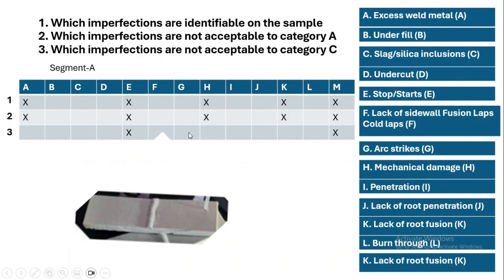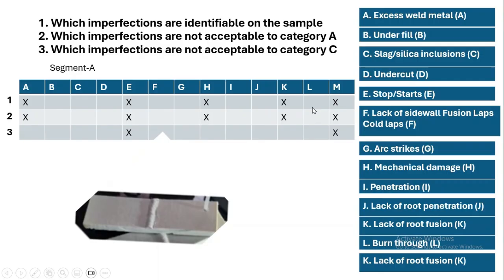How we are going to mark in the defect marking rough sheet. First we have to take segment A in the welding specimen, and you have to identify the defects. How many defects are in the face? How many defects are in the root? If you noticed excess weld metal, always we can see excess weld metal in all the samples, so that you can mark it in the rough sheet. If you notice any poor stop and start, you have to mark. Any mechanical damages, any defect, you have to mark.